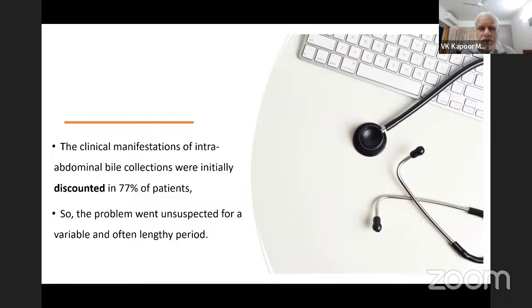And there are reports which say that in patients who were ultimately found to have bile collections, it was initially either not suspected or was discounted. The patient had some problems, but we said, no, no, you are all right, go home, nothing to be worried about. This is frequently reported in series of bilomas or bile collections.